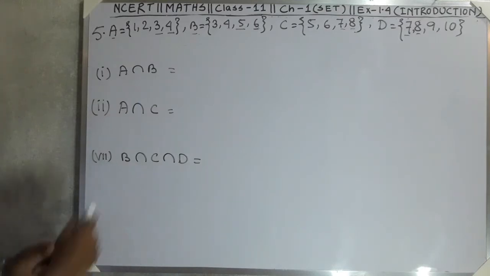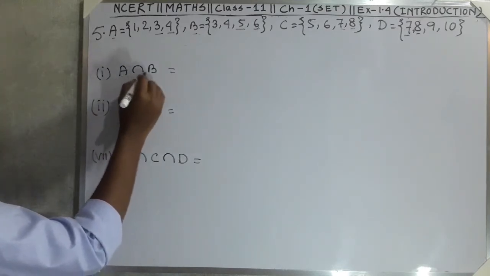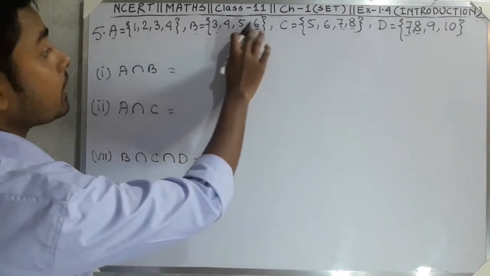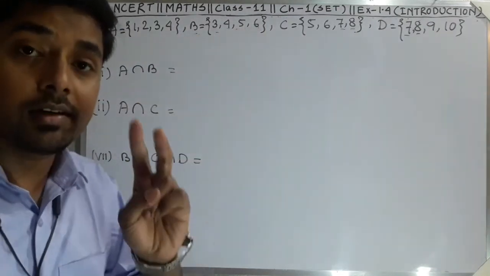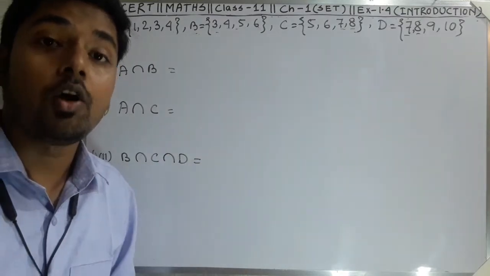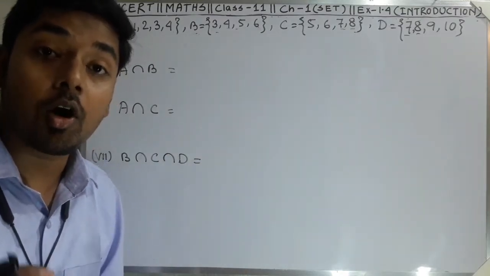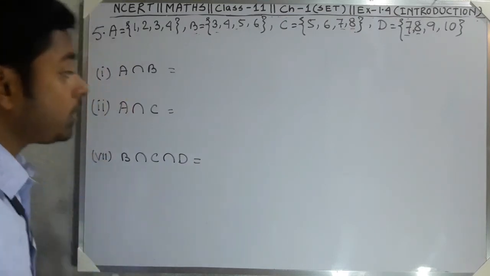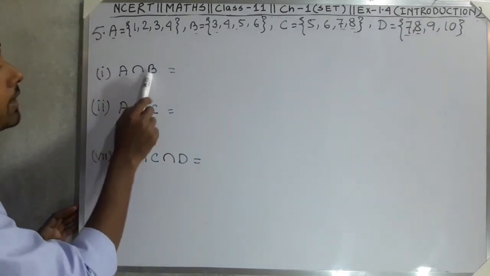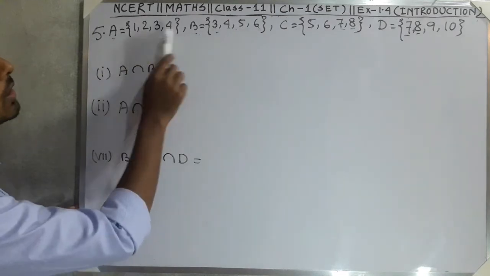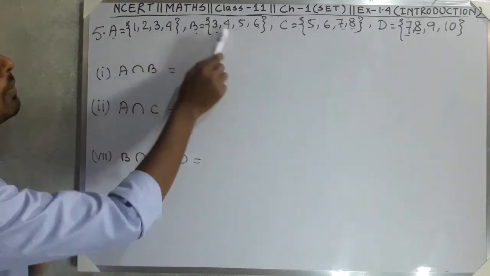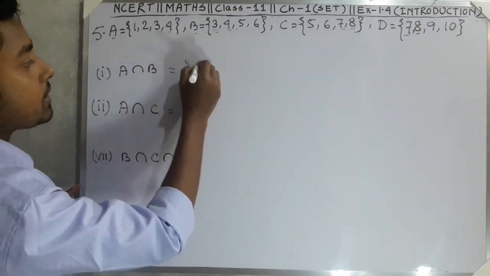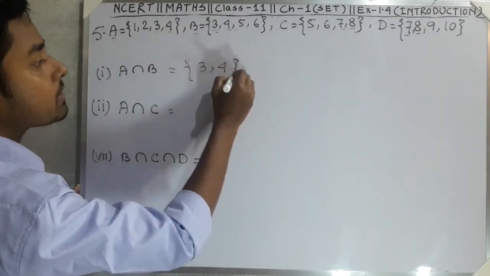First of all we have to find out A intersection B. And intersection means what? Intersection of two sets means we have to take only the common elements of the two sets. That is called the intersection. So we have to find out A intersection B. That means what are the common elements of A and B? That is only 3 and 4. So what is the set? We have to take only the common elements 3 and 4.